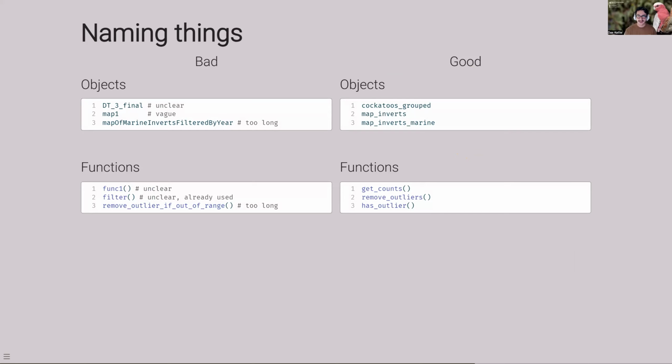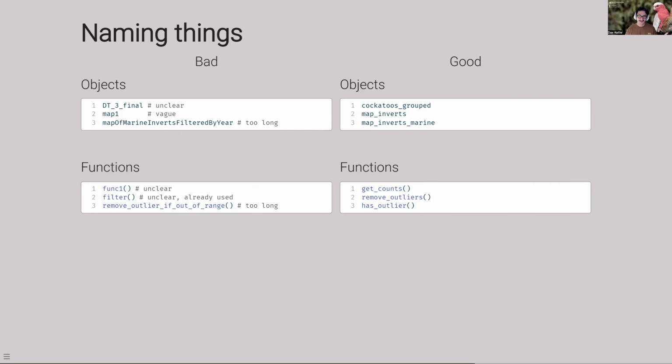Like I have data of cockatoos, so cockatoos. Maybe you grouped them, grouped. I'll remember what that is. And I actually don't think you should be too afraid of long names. I think sometimes longer names can help with context, but too long and your code becomes quite crowded. So if it's really long, like the one on the left, there's probably a way to shrink it just a little bit. It'll still make sense.